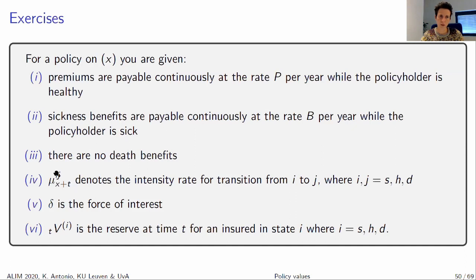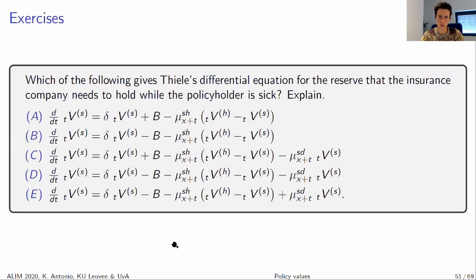We've got our transition intensities, mu ij, we've got the force of interest, and we've got the notation TVi. And now the question is, which of the following is then correct for Thiele's differential equation? So here you would have to look back at the expression that we put together for Thiele. Here it's a lot about the plus and the minus. So which of those expressions would be correct according to you?